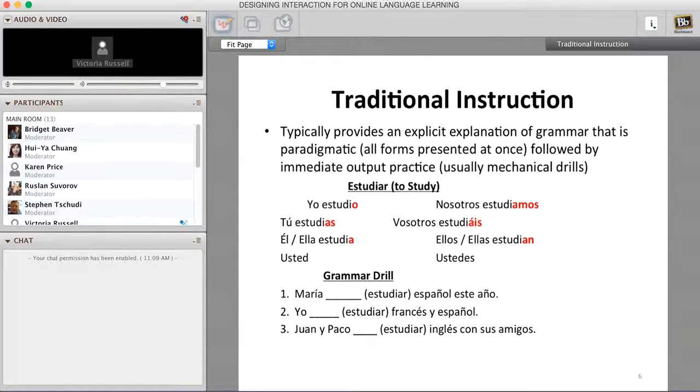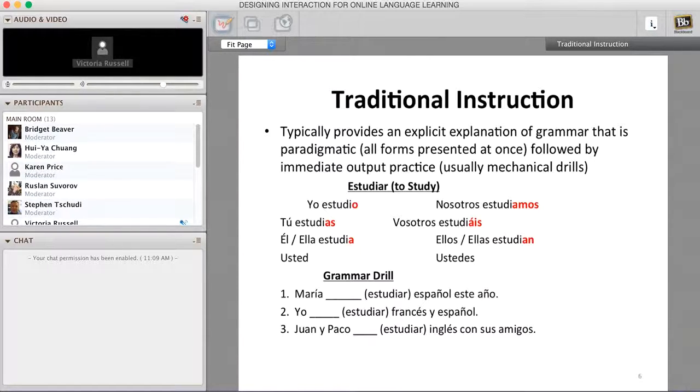With traditional instruction, learners are presented with the full paradigm of grammatical forms. In other words, they're going to be shown all six verb endings at once. Traditional instruction also provides an explicit explanation of the rules, which is typically followed by immediate output practice in the form of mechanical drills, grammar drills. In other words, traditional instruction is forcing the learners to produce the targeted forms before they have acquired the targeted forms.